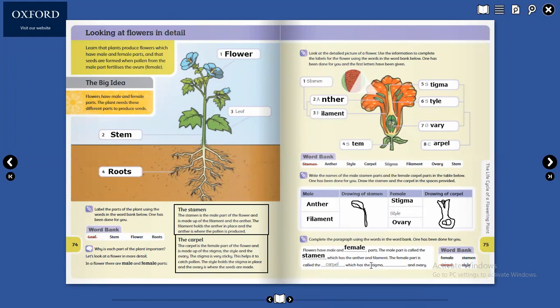Stamen has the anther and filament. The female part is called carpel, which has stigma, style, and ovary.